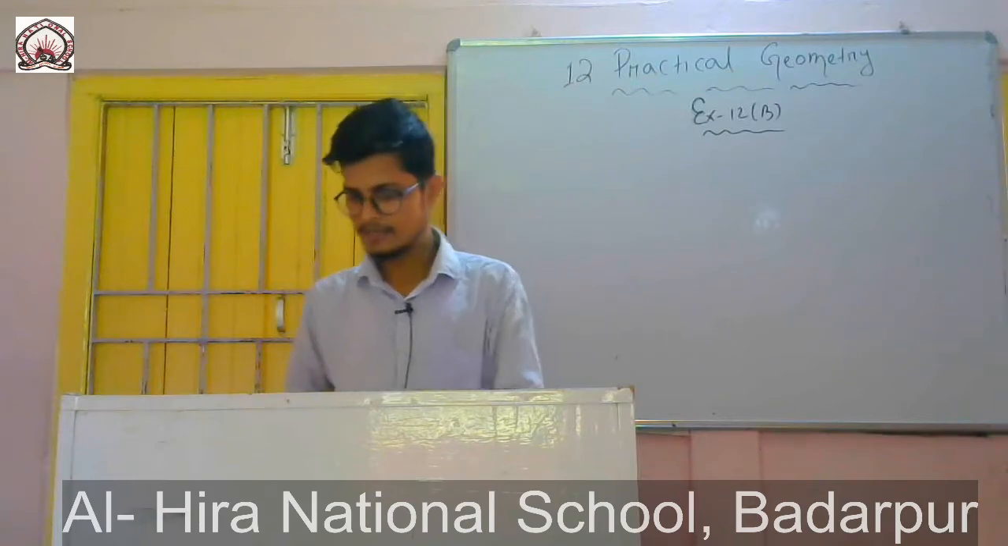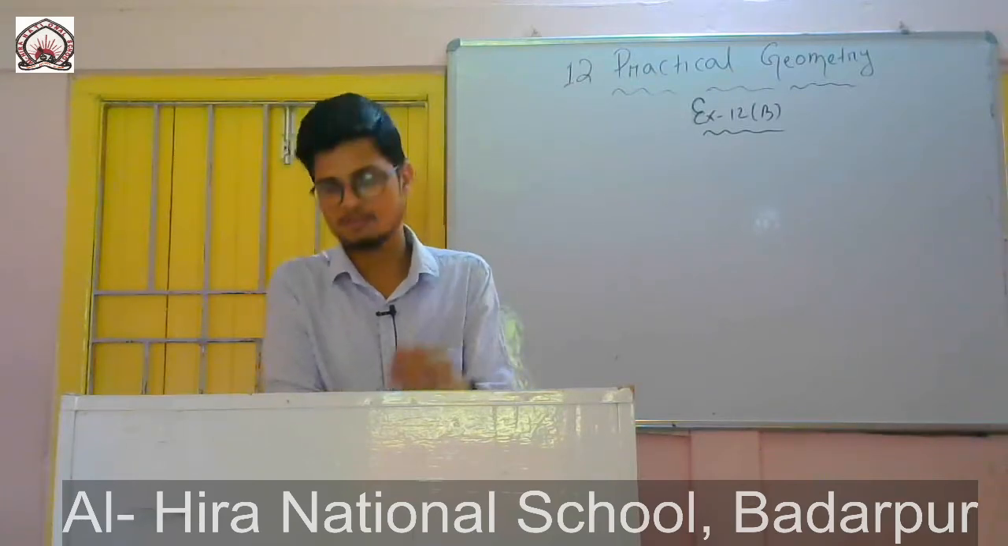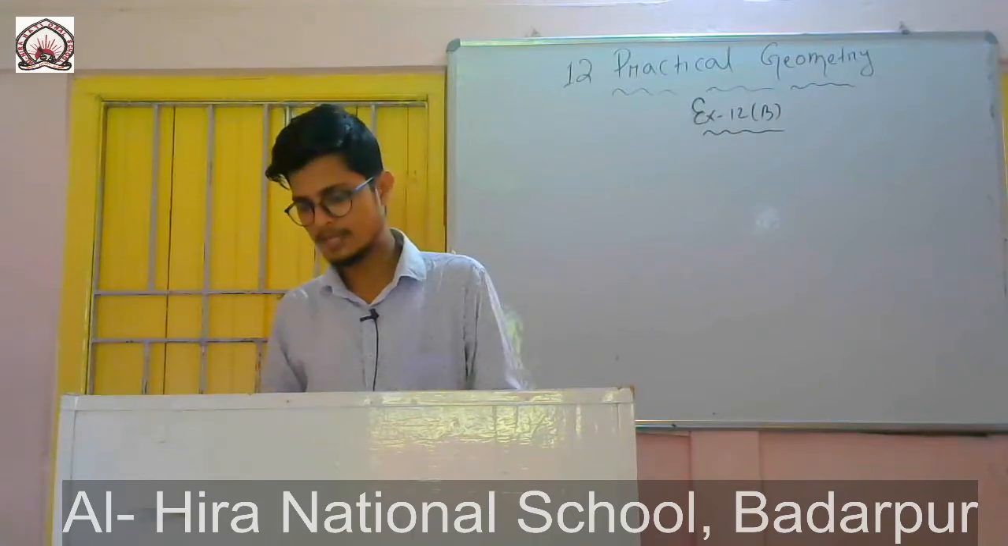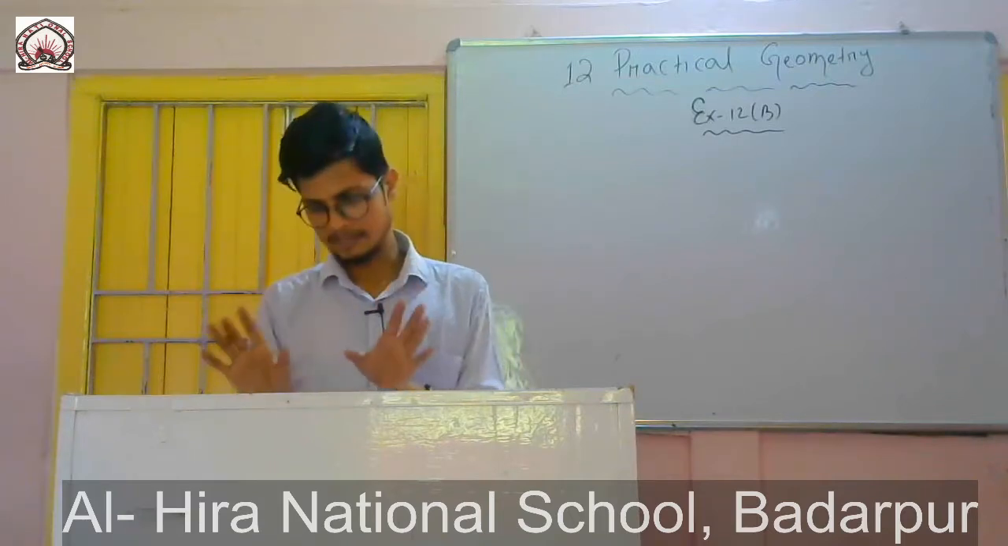In question number 1 of exercise 12b, you have to construct a triangle ABC in which the length of AB is 7 centimeters, AC is 6 centimeters and BC is 9 centimeters, and then you have to measure angle A, angle B and angle C. Questions 2, 3, 4 and 5 are all the same. In every case three sides are given and you have to construct the triangle. But only in question number 1, after constructing the triangle, you have to find the angles also.